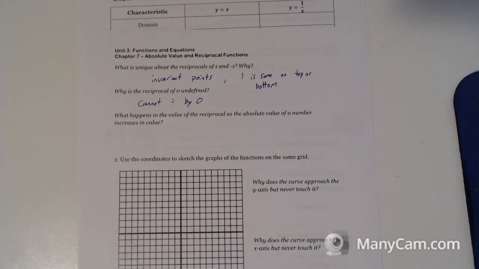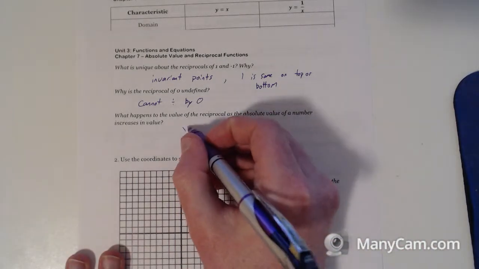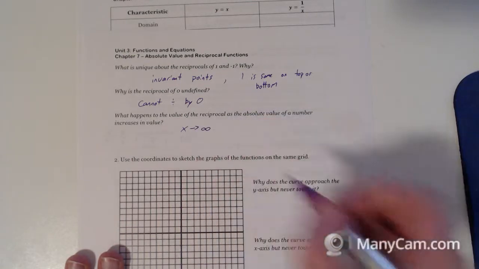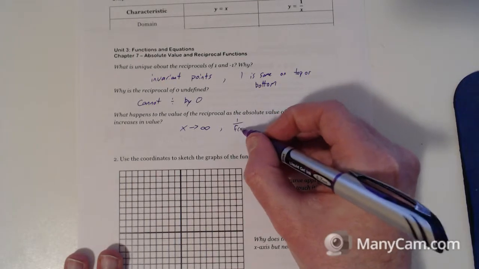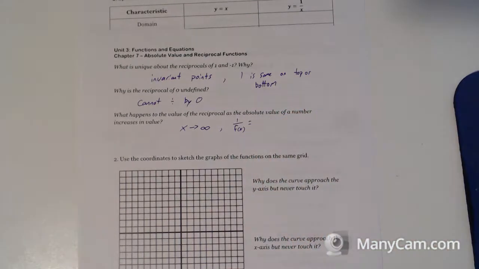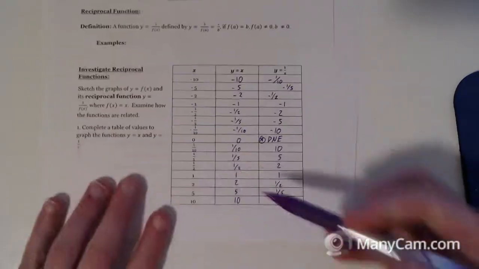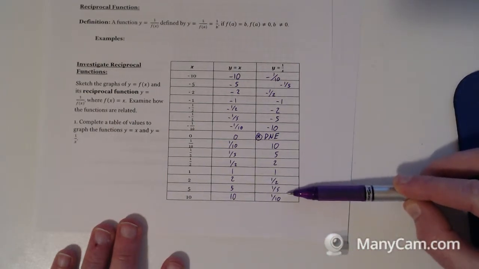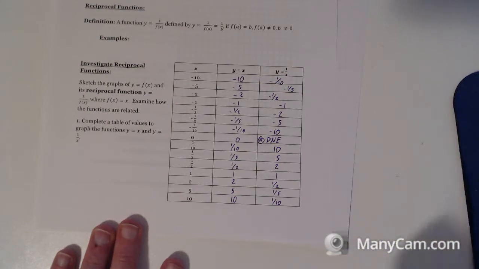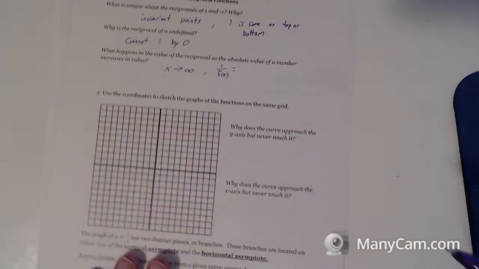What happens to the value of the reciprocal as the absolute value of a number increases in value? Well, that's a tricky question. So I assume we're going to talk about as it increases in value into really, really big numbers. So as x approaches infinity, we might say, then 1 over f of x approaches. What actually happens? So as our x values get really, really big, we're talking about this guy, you get smaller, smaller, smaller, and if we extended that really, really far, you could probably guess it's going to go towards 0.